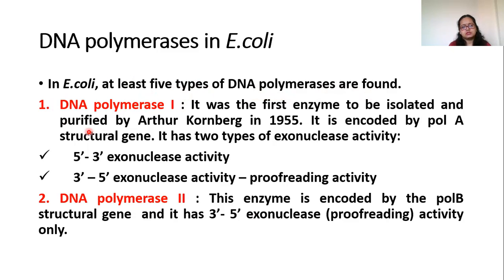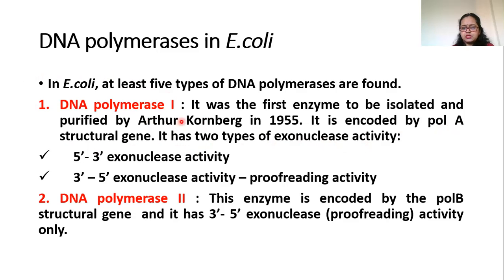So the first one is DNA polymerase 1. It was the first enzyme to be isolated and purified, by Kornberg in 1955, and it is encoded by the polA structural gene. Enzymes are synthesized by genes, all enzymes. So this enzyme is synthesized by a structural gene called polymerase A, or polA gene. It has two types of exonuclease activity.